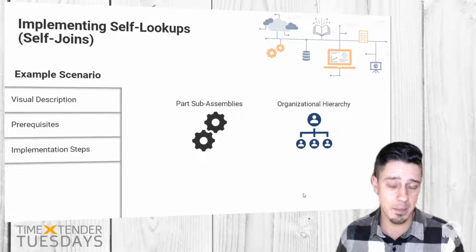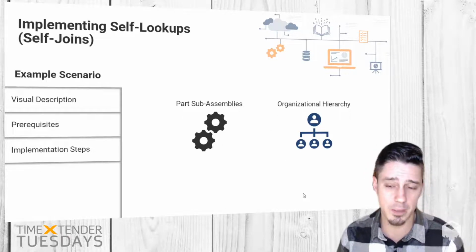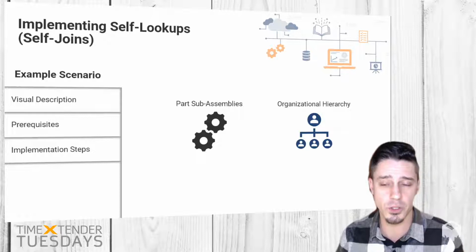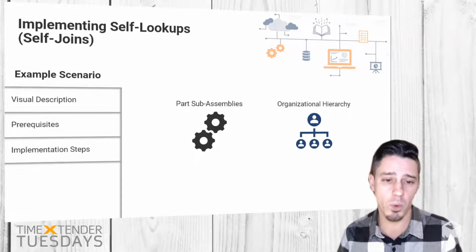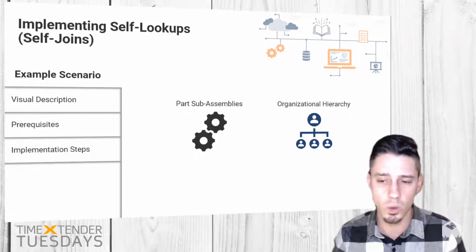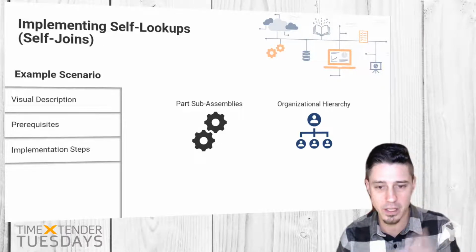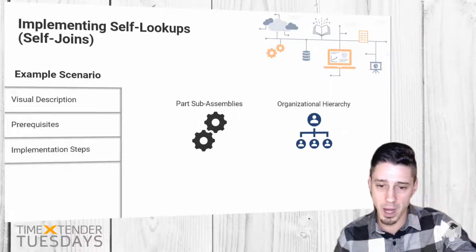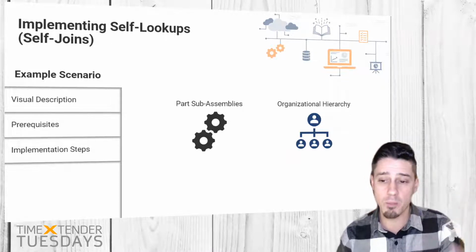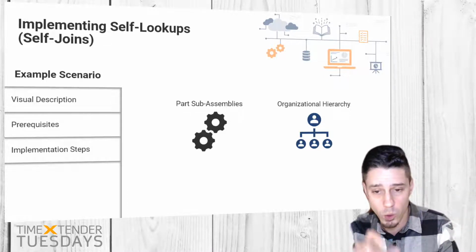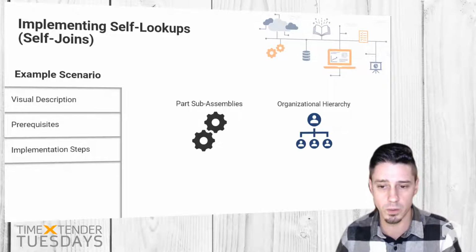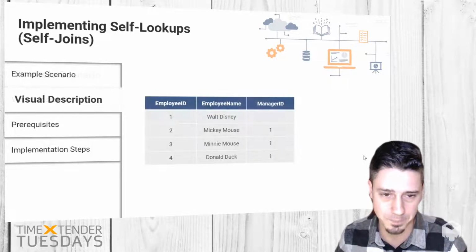Now, another great example of this, a more common example, is an organizational hierarchy. And this is the example we're going to be looking at today. We're going to look at some data, and understand that in an organizational hierarchy, you may have a boss or a manager, and you may want to know at the employee level who is the manager of this individual. So let's see what that'll look like.